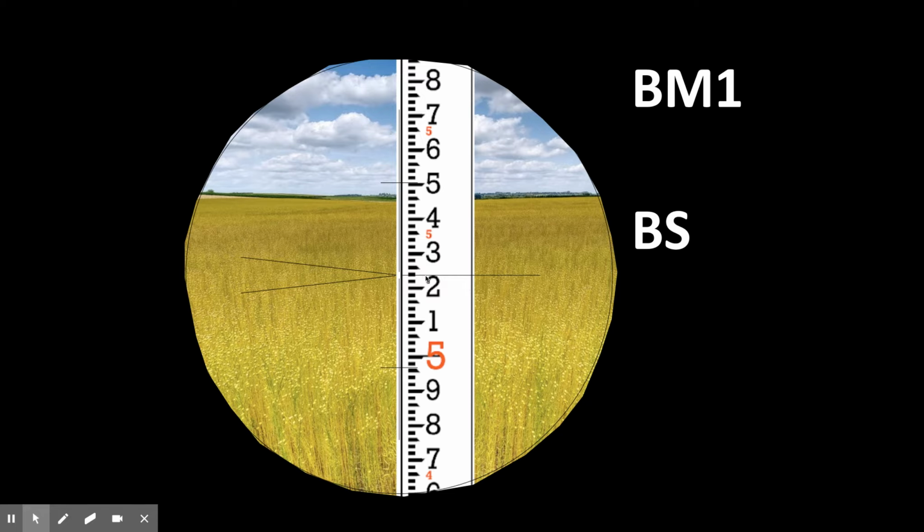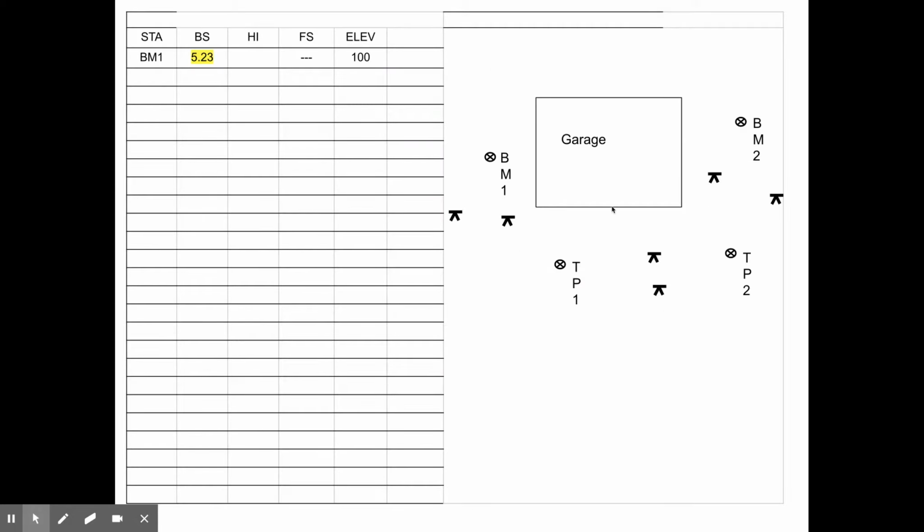As we look through here, if you remember how we read a surveying rod, look right here. We looked at our red number, which is 5, go up to 2, so 5.2, and then count up, 5.23. So our backside on benchmark 1 is 5.23, which we then write up here in our survey notes as a backside for benchmark 1, 5.23.